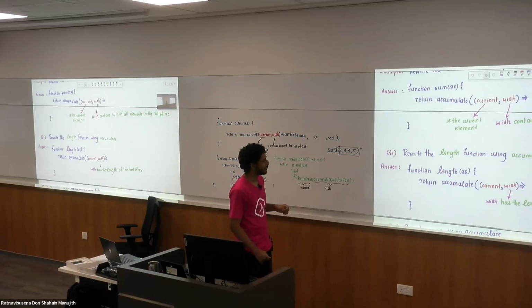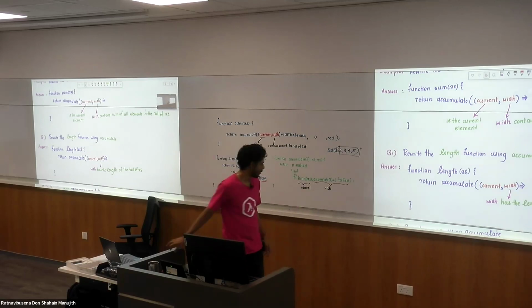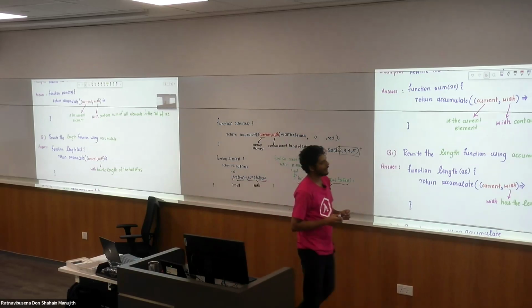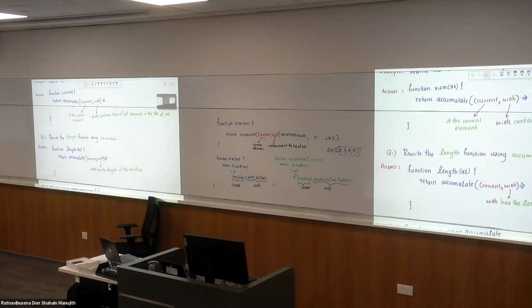Okay, so let's start. Before we begin, I'll write length. I hope you all can see, right? So function length xs. How can I do that? What's the base case? If null xs, then you return 0.